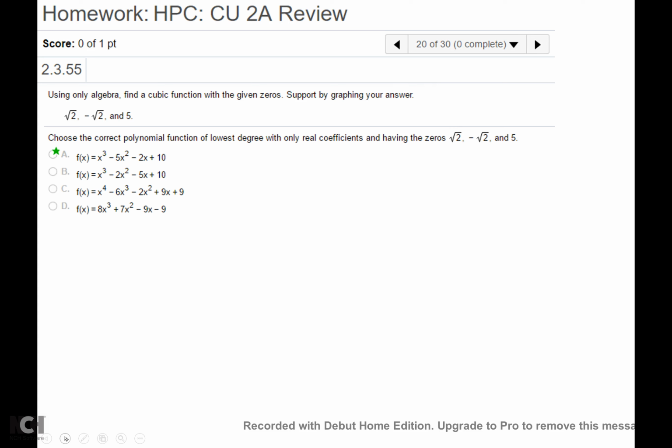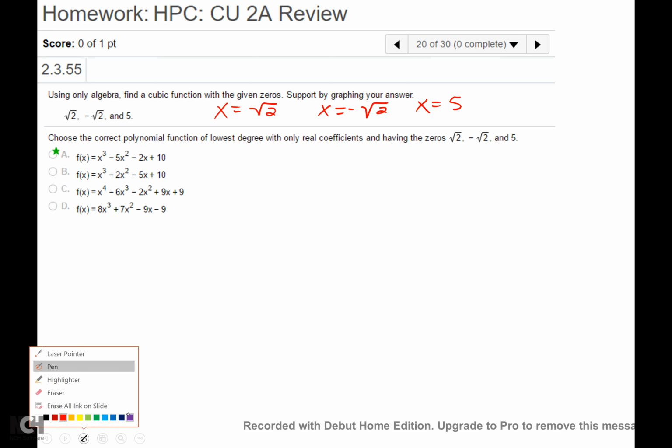Okay, it says using only algebra, find a cubic function with the given zeros. Support by graphing your answer. They're telling me that x equals the square root of 2, x equals negative square root of 2, and x equals 5. We're basically starting at the end. We have the answers, and we need to back it up until we get to the function before it was factored and then eventually solved. So to do that, we're going to turn my zeros back into factors, which means get 0 back on the right.